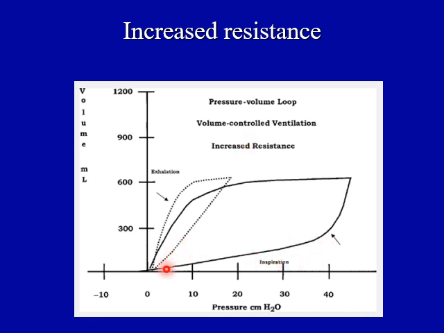This is a volume control ventilation with increased airway resistance. With increased airway resistance the tidal volume is reached, and followed by that we can see that with such a large decrease in the pressure, from 42 centimeters of water to 10 centimeters, the tidal volume is decreasing by only 100 ml. So there is a lot of expiratory airway resistance.